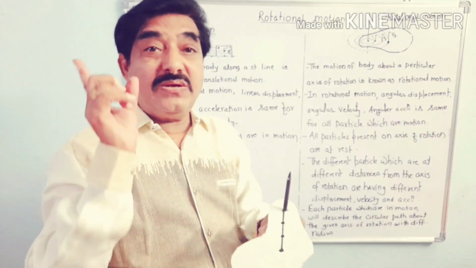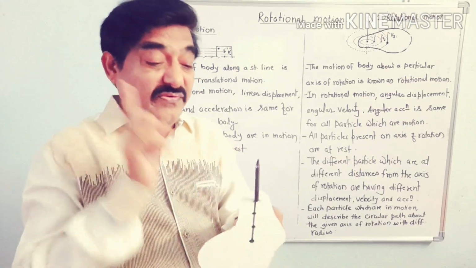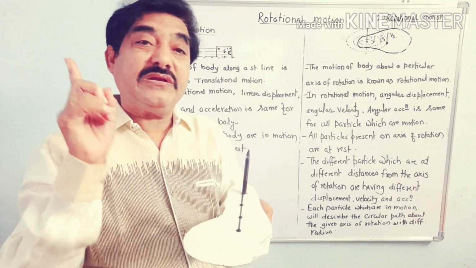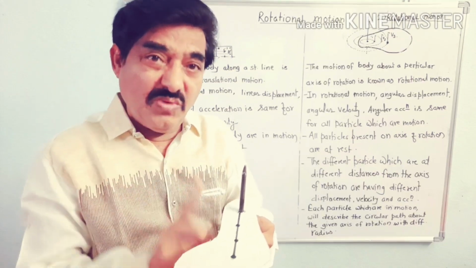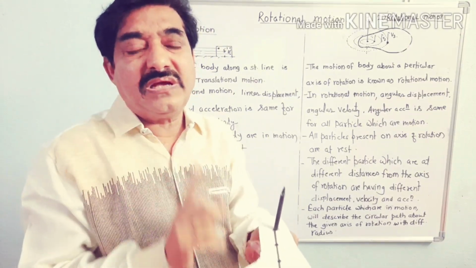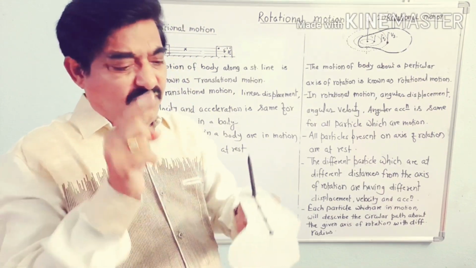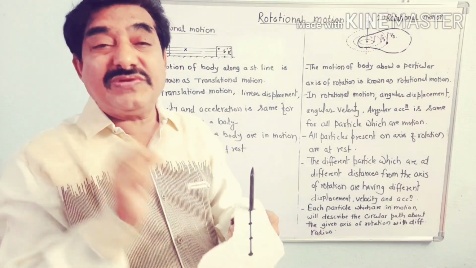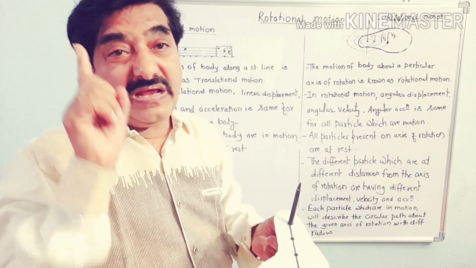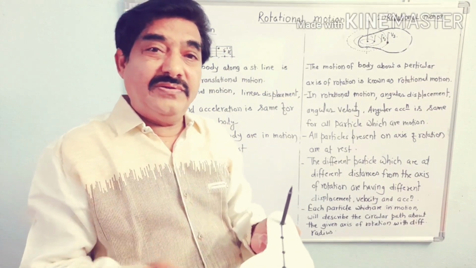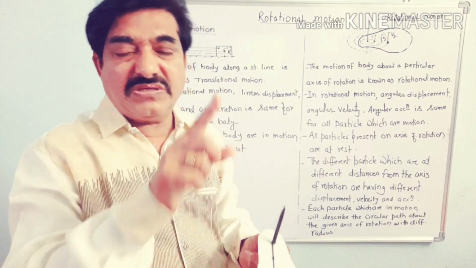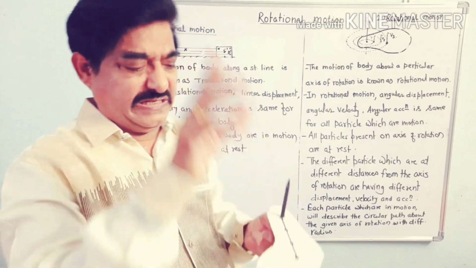It means in a rotational motion, for every particle in motion, angular displacement, angular velocity, angular acceleration is the same for all particles, but for different particles which are at different distances from the axis of rotation, they will have different displacement, different velocity and different accelerations.